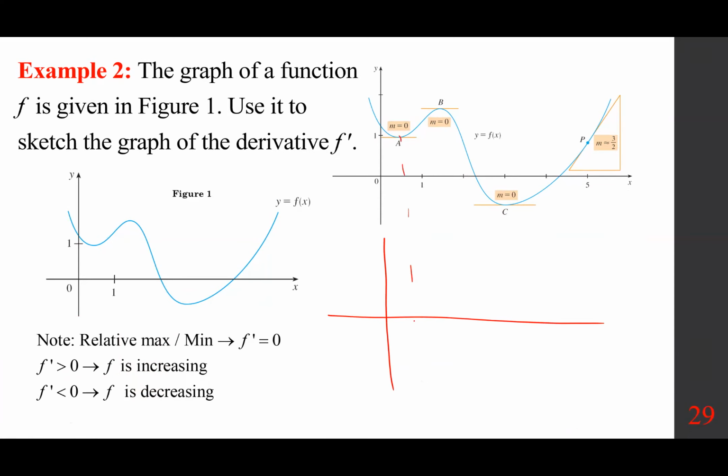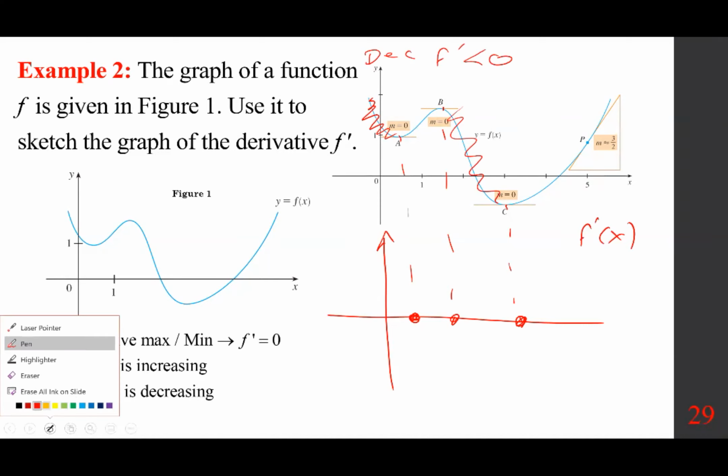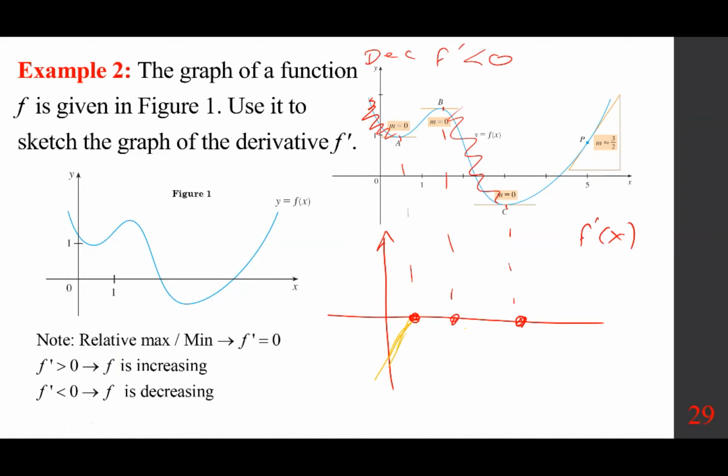So this one corresponds to 0. Again, we are graphing f prime of x. And this one corresponds to 0. Now, since this and this are decreasing, in both cases f prime is negative, which means that part must be below the x-axis. Okay. This part, f prime is positive. This part, f prime is positive.